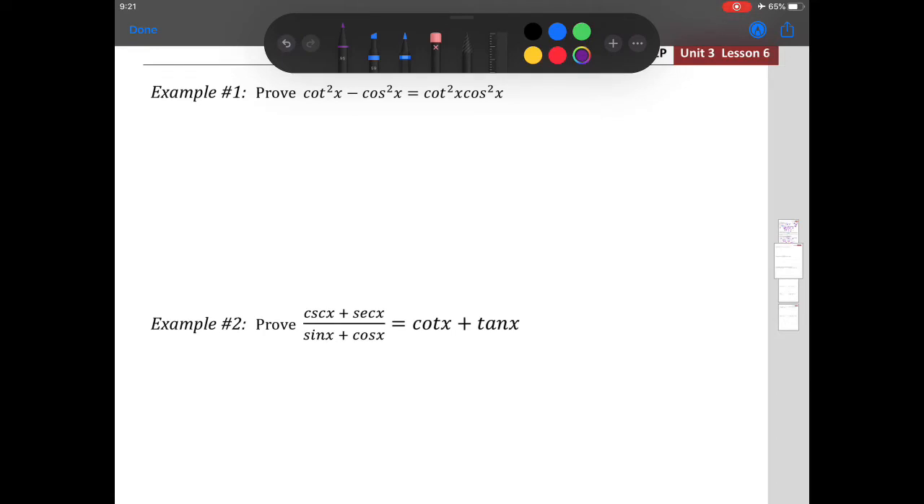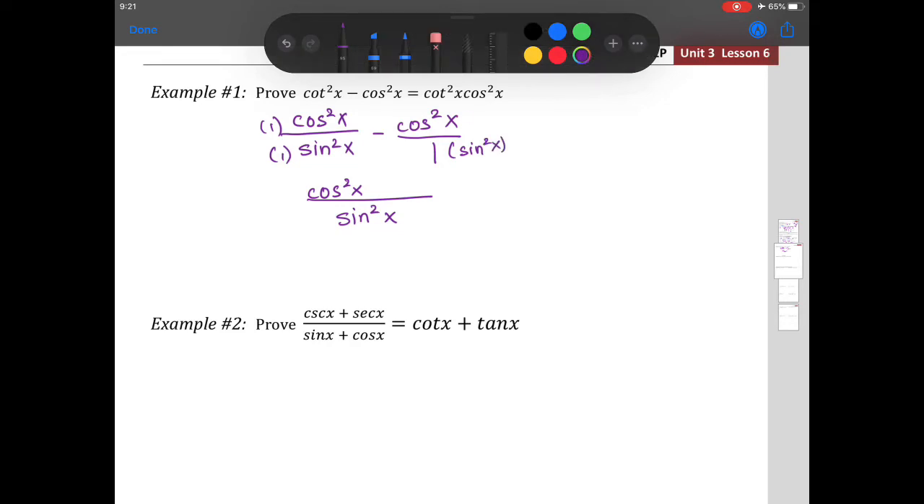So again, try to write everything in terms of sine and cosine. Cotangent square x is the same thing as cosine square x over sine square x, right? Minus cosine square x. I have fractions. What do I do? Take the LCM, so I get sine square x. My first term stays the same because I'm multiplying just by 1 here. And on this side, I'm multiplying by sine square x and sine square x, right? Minus cosine square x times sine square x.